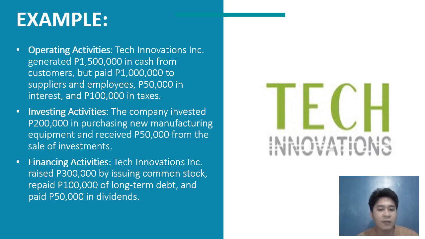For the investing activities, the company invested 200,000 pesos in purchasing new manufacturing equipment and received 50,000 pesos from the sale of investments. In the financing activities, Tech Innovations raised 300,000 pesos by issuing common stock, repaid 100,000 pesos of long-term debt, and paid 50,000 pesos in dividends.